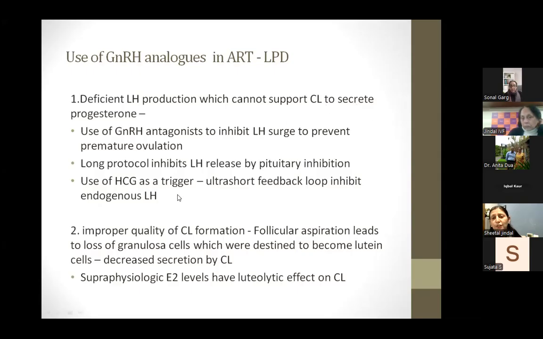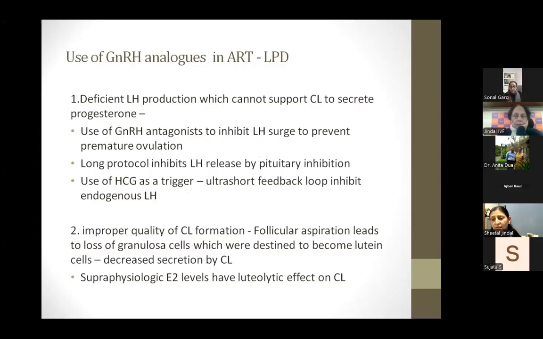Additionally, for stimulation to mimic the natural surge, we use HCG as a trigger in most of the ART cycles, and HCG by its ultra short feedback loop also inhibits the release of endogenous LH. All these lead to decreased, deficient progesterone production, and this leads to luteal phase deficiency in most of the ART cycles. Also, there is improper quality of corpus luteum formation.